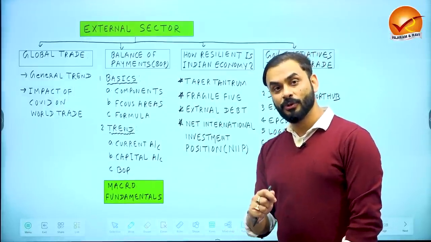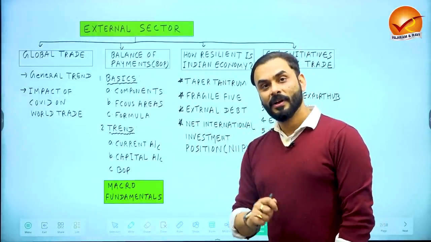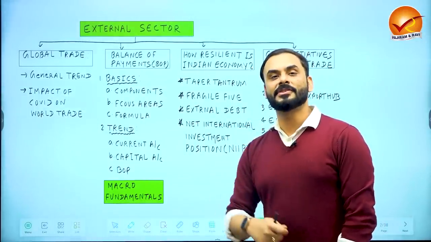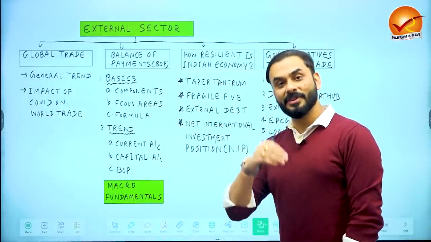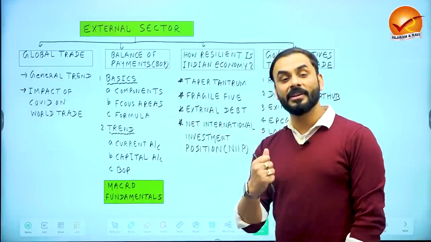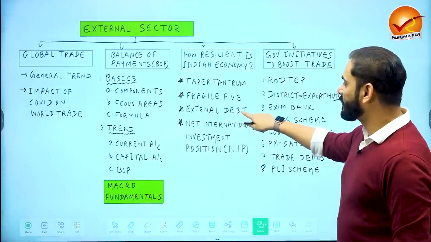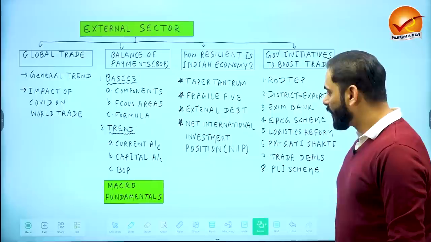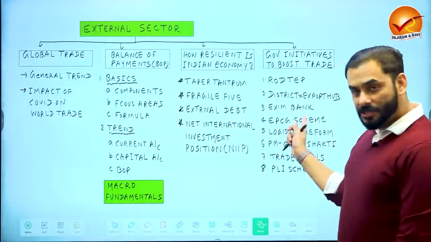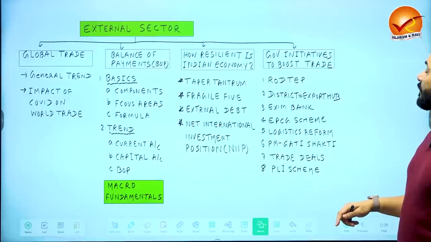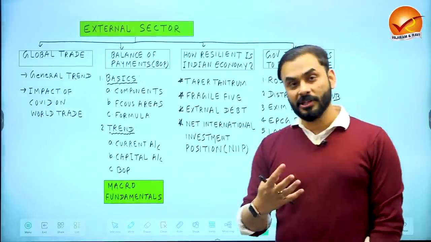So we are going to go back to history in the year 2013, and we are going to see how the crisis used to impact us. Then we would compare that if a similar kind of crisis happens today, are we in a position to control? Are we in a position to face it? Then we are going to understand a few things called external debt and net international investment position, NIIP. In the last section of this chapter, we are going to understand some of the initiatives by the Government of India to boost trade. So guys, this could be a potential UPSC question.